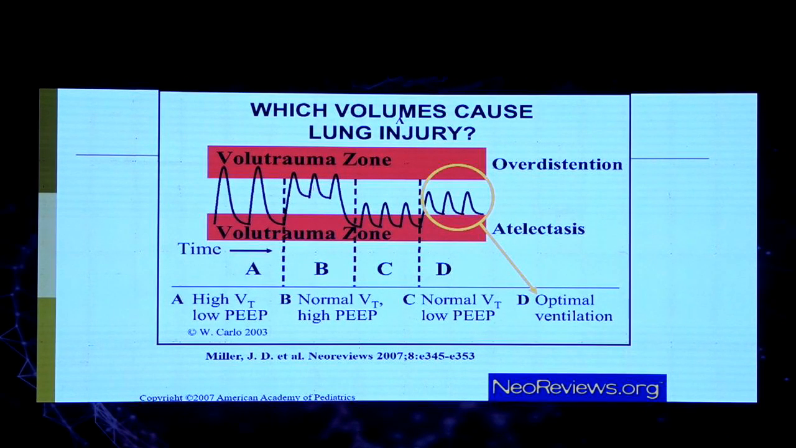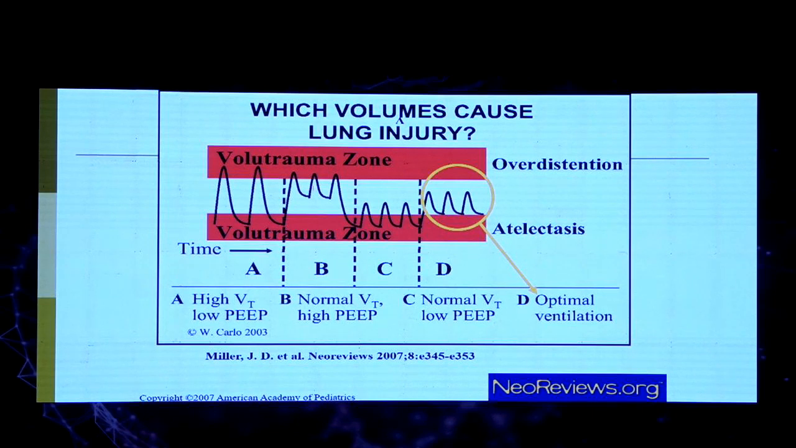So optimally, we would like to ventilate babies with appropriate tidal volume that is above the critical closing pressure of the lung with adequate PEEP. You can still ventilate with normal tidal volume, but if you use low PEEP, you can have atelectotrauma and recruitment-derecruitment injury. You can still ventilate with normal tidal volume, but have overdistension and volumetrauma if your PEEP is too high, and you can have both if you're using high tidal volume and low PEEP.